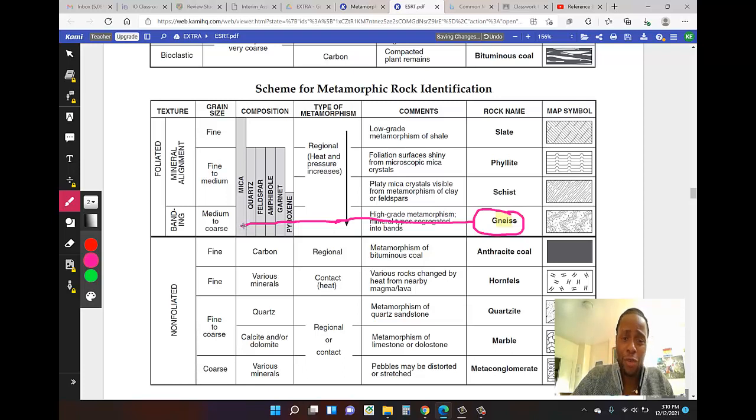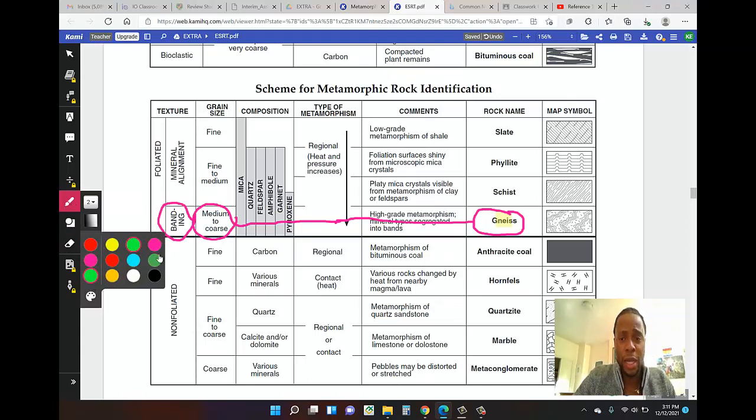Then continue reading. What was the grain size, or the crystal size, of that rock? You see that it's medium to coarse grain. And what kind of foliation does it show? It shows banding, that beautiful zigzag all around. And that's it. Let's take another example, one more.